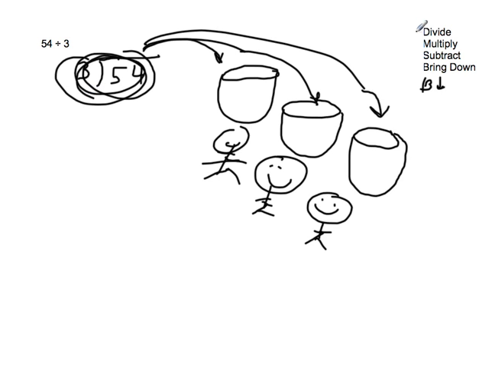Now let's go through these steps: divide, multiply, subtract, and bring down to solve this problem. So I have a new sheet of paper, so on the margin let me write D for divide, M for multiply, S for subtract, and B and an arrow for bring down. And I'll rewrite this problem now. 54 divided by 3.